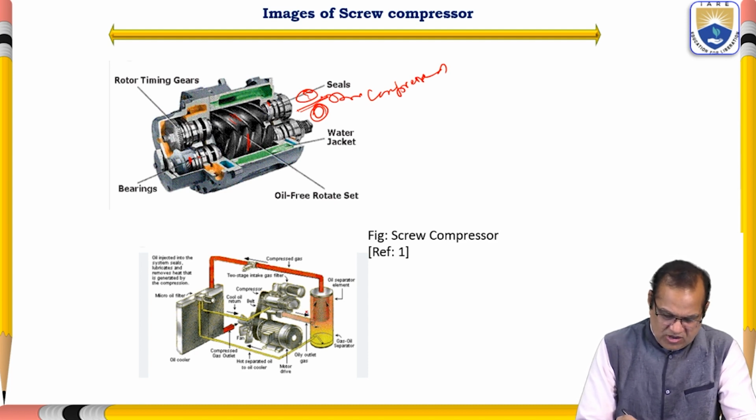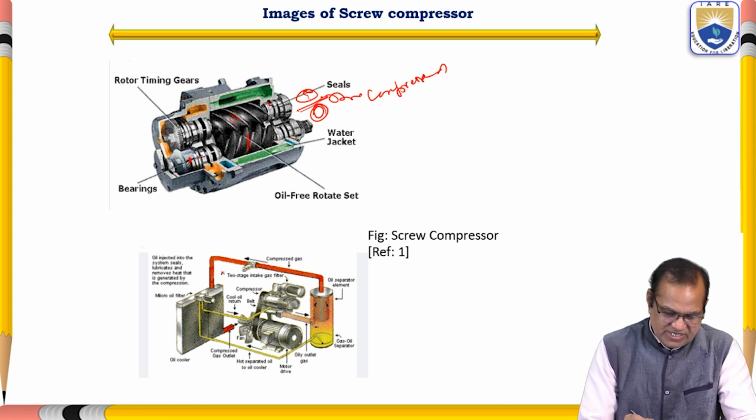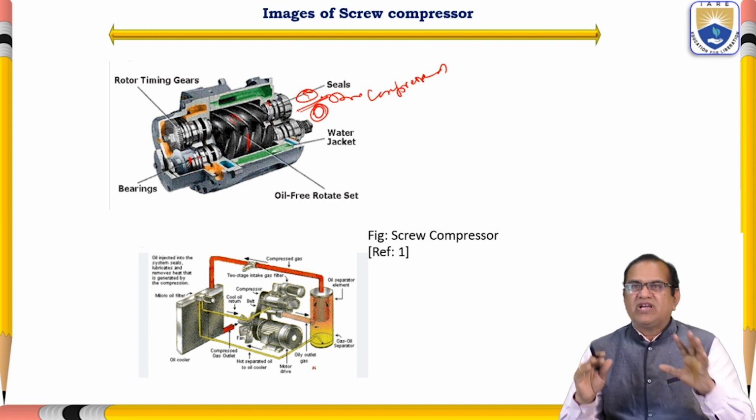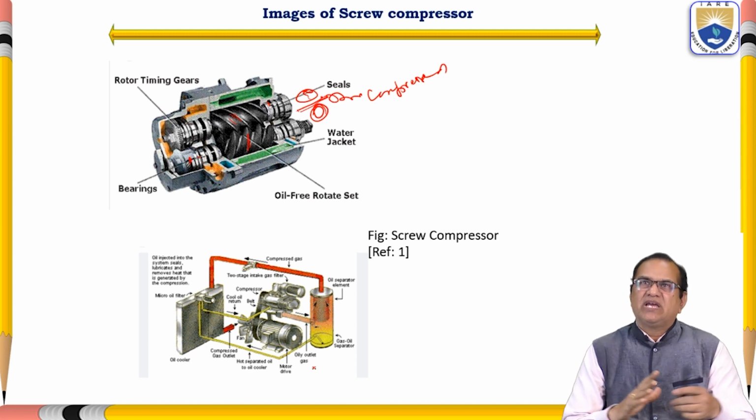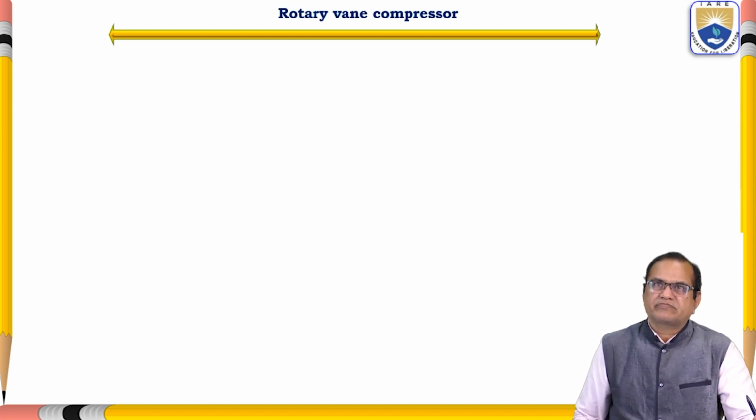Here we have the motor, the hot separated oil, and the compressed gas outlet, where the compressed gas comes out. Here we have the oil separator, the gas-oil separator. Here we have the micro oil filter, and here we have the oil cooler. So here we are putting in the oil, and in this way we are getting a highly compressed system.